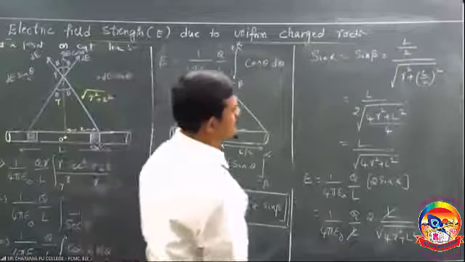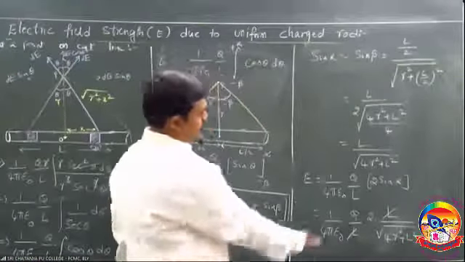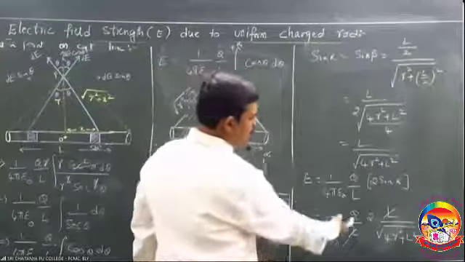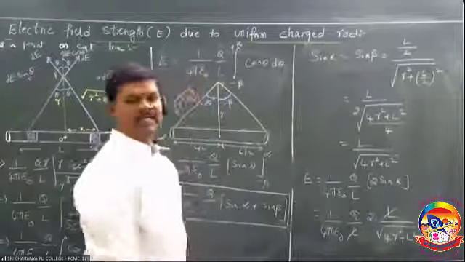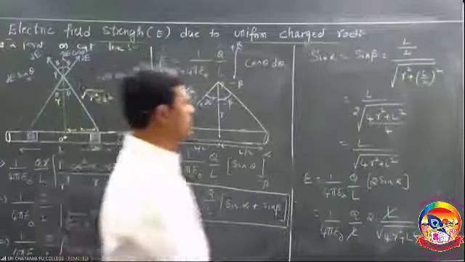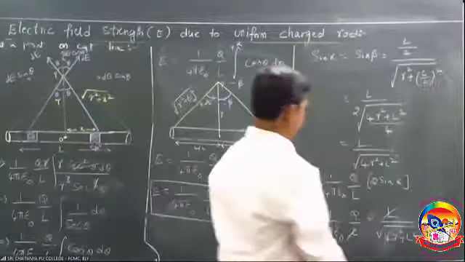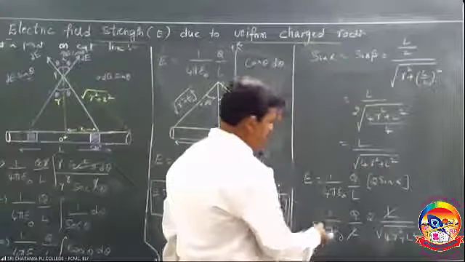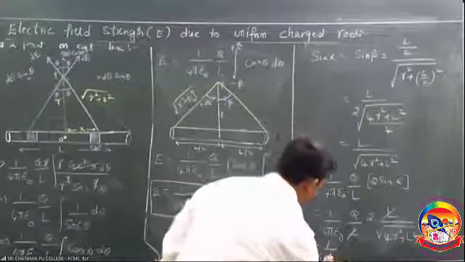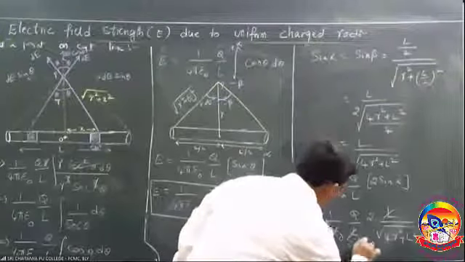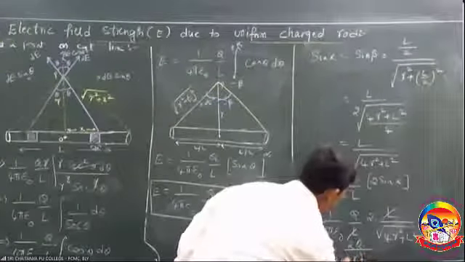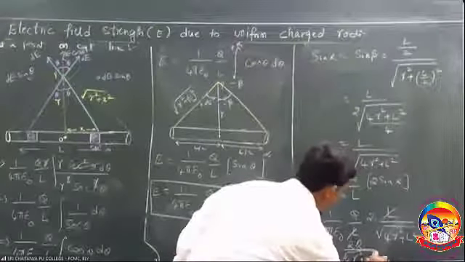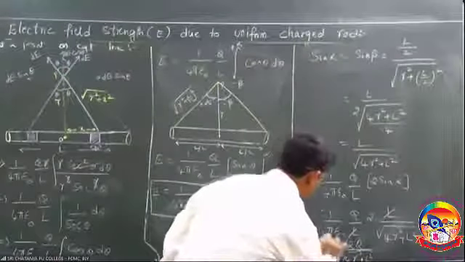What is the remaining answer? 1 by 4 pi epsilon naught 2Q by root over 4R square plus L square. Right? You write that answer: 1 by 4 pi epsilon naught 2Q by root over 4R square plus L square. This is E.